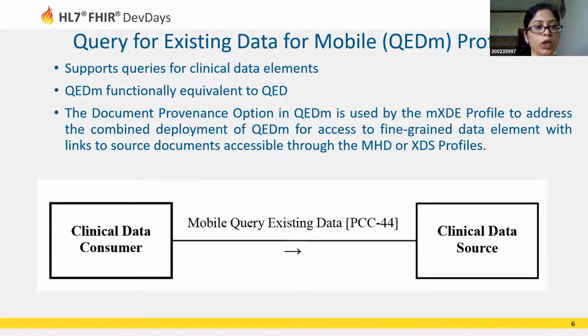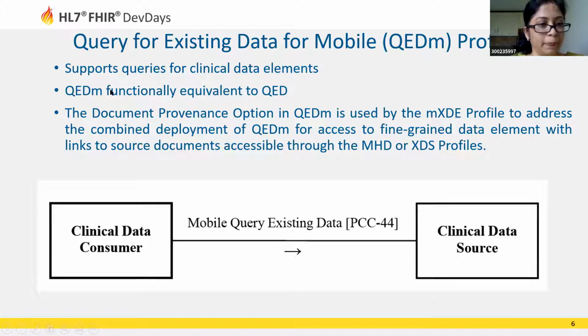So for that, we looked up a few guidelines on how we could approach this. And one of the important guidelines is the Query for Existing Data for Mobile. In fact, that's an extension of the existing QED IHE profile, which provides a capability of querying the data within the XDS network. So we leveraged this particular profile to build upon the capability we intended to.